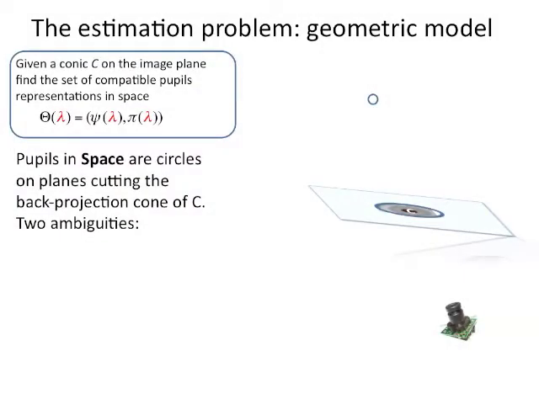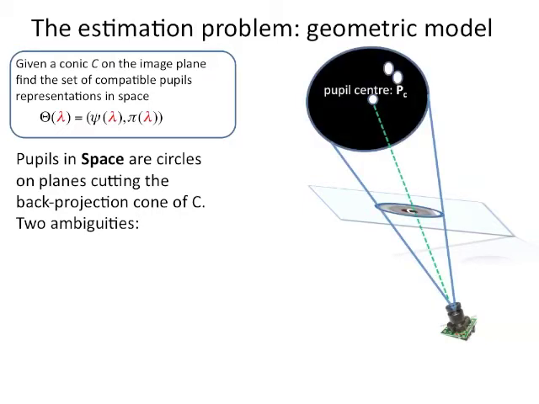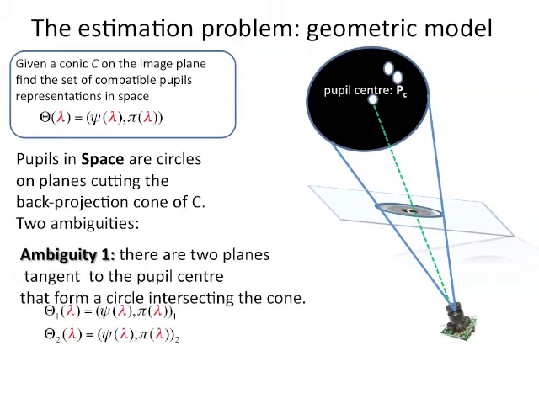Pupils in space are circles. They lie on planes cutting the back projection cone of the pupil image C. Computing these planes gives rise to 2 ambiguities. The problem admits 2 solutions, which are defined up to an unknown scale factor lambda.